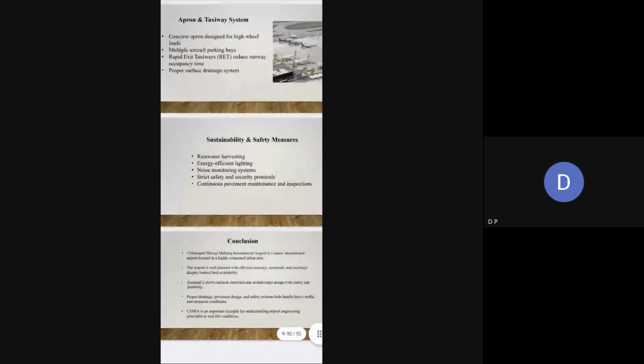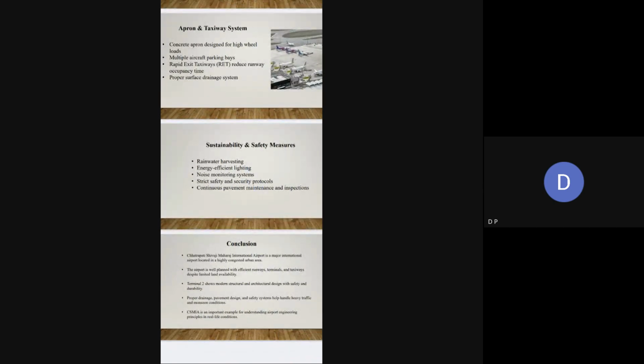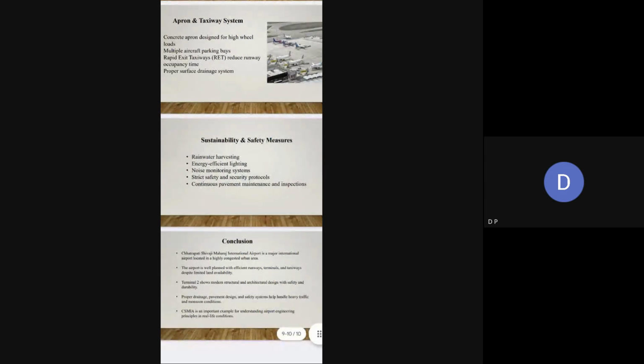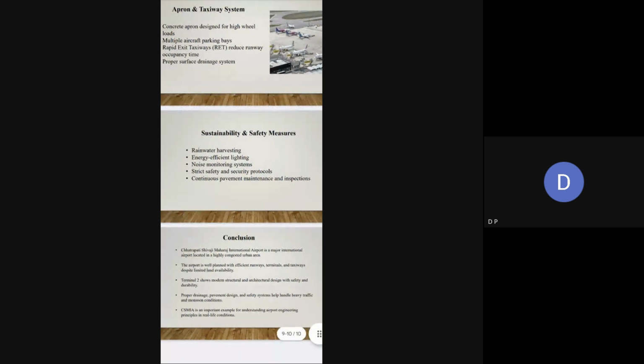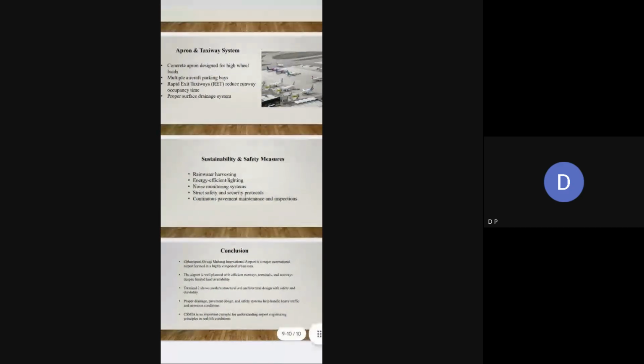Conclusion: the Chhatrapati Shivaji Maharaj International Airport is a major international airport located in a highly congested urban area. The airport is well planned with efficient runways, terminals, and taxiways, despite limited land availability. Terminal 2 shows modern structural and architectural design with safety and durability. Proper drainage, pavement design, and safety systems help handle heavy traffic and monsoon conditions. Chhatrapati Shivaji Maharaj Airport is an important example for understanding airport engineering principles in real life conditions.